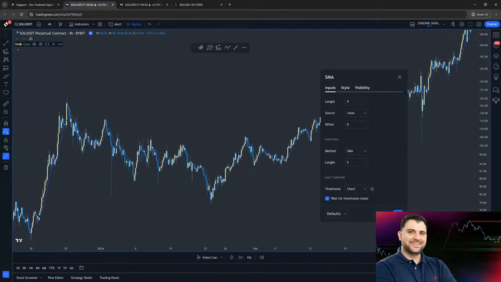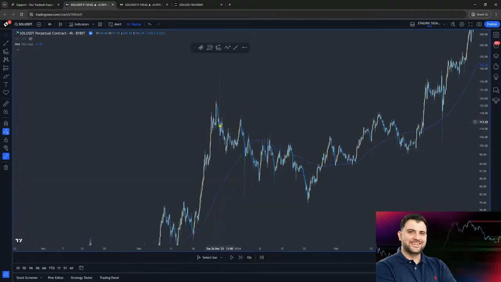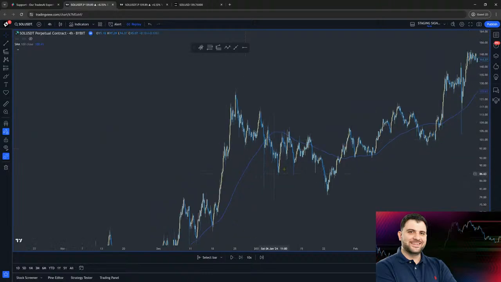So TradingView has this tool. You can easily add the indicator and it will do the averaging for you. So you don't need to do it yourself. And then basically, let's say the 100 moving average. And then you can say, if price is above the moving average, I'll wait for it to come back to it and buy at it. This is what a lot of people say.